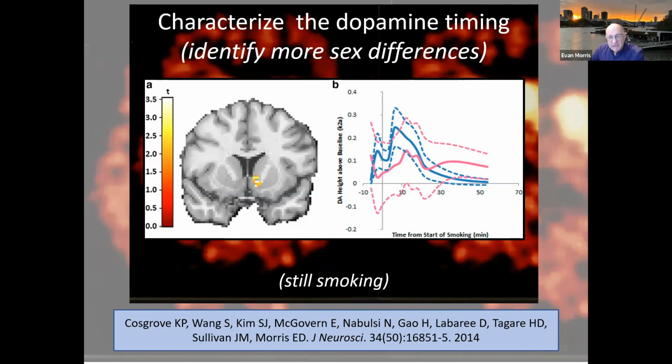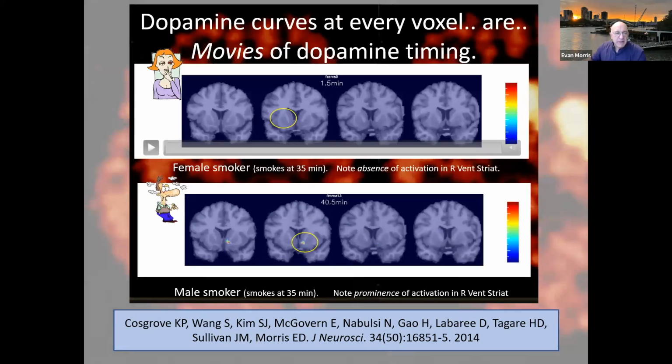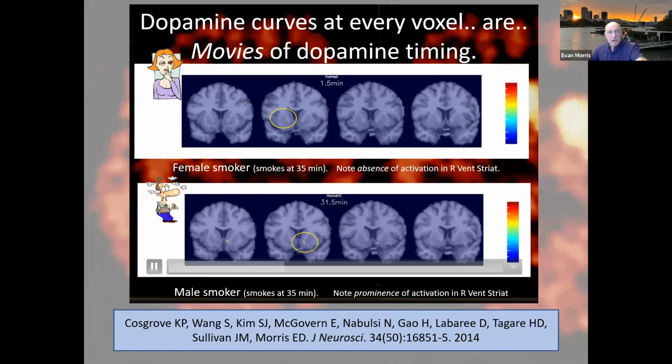But if you have time, let me go back for a moment and build up to this next slide. If you have dopamine concentration minute by minute or frame by frame at every voxel, I would argue that you have a movie of dopamine. And here are two examples, and one is already running on the bottom. I hope it's running on your screen too. If you watch closely, now they're both running.